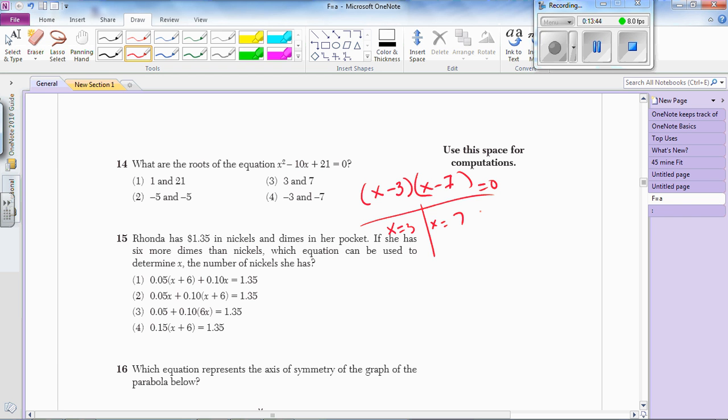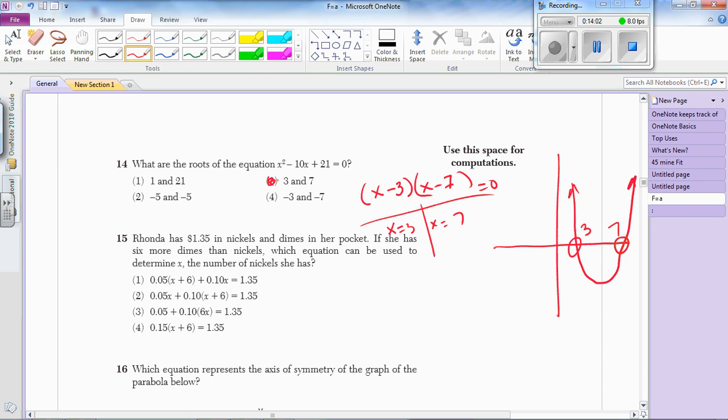Another way to look for the roots of an equation is just take your calculator out, and if you graph this, it'll look something like this, where you'll see that the roots are where it crosses the x-axis at 3 and 7. So the answer is choice 3.